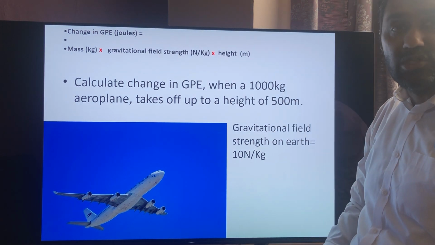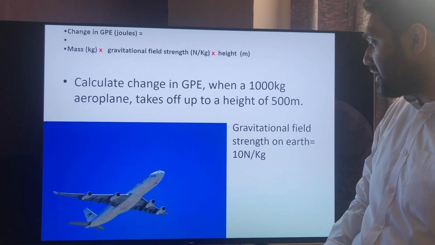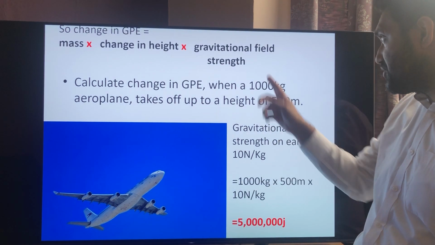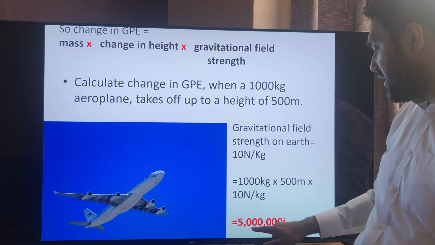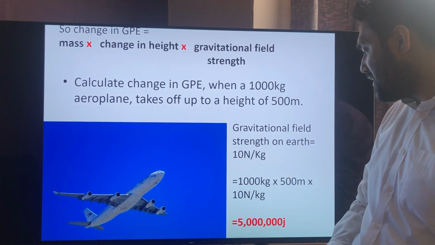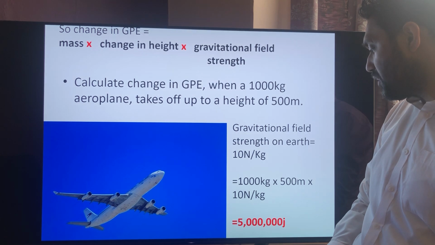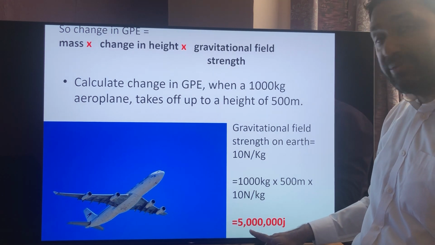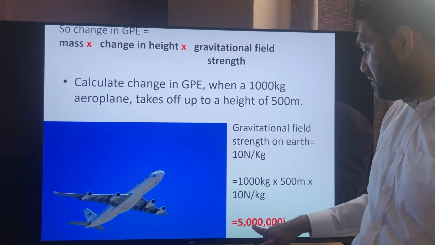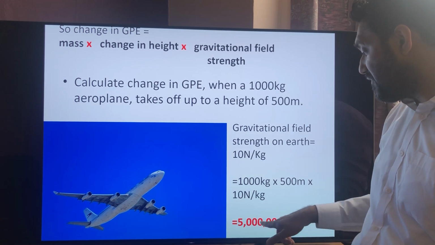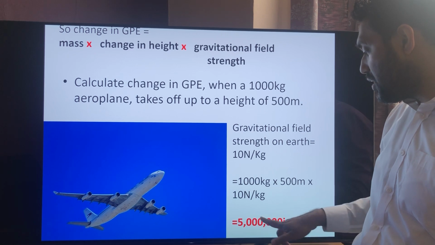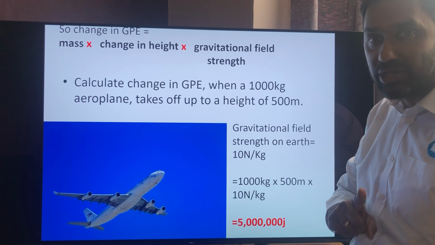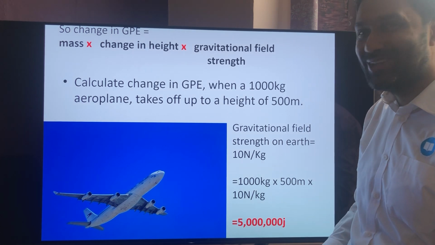Circle them, multiply them out, stick them into your calculator, and it gives you 5 million joules. There should be a capital J there. And I can remember from my previous video, I can take the zeros away and make that 5,000 kilojoules, or I can make it into 5 MJs. No, not 5 Michael Jacksons, 5 megajoules.